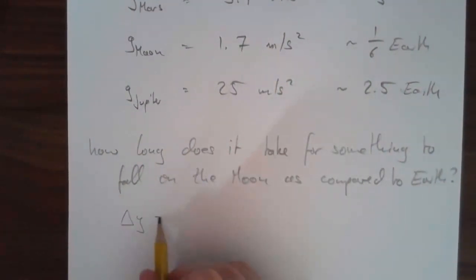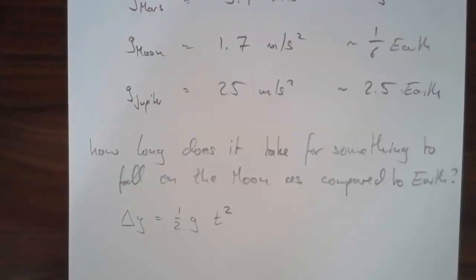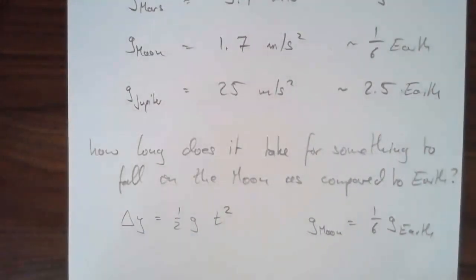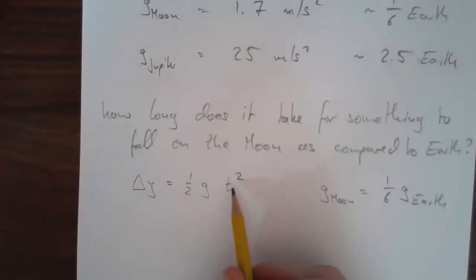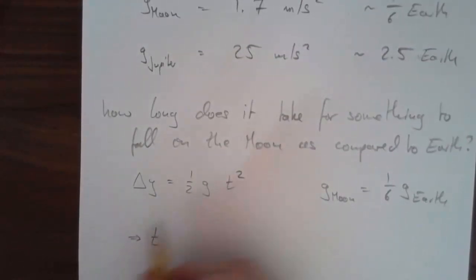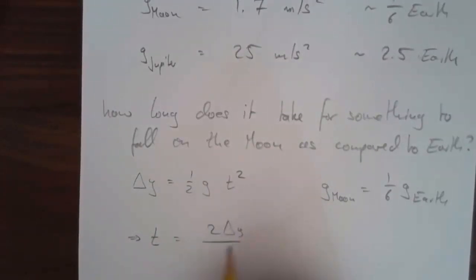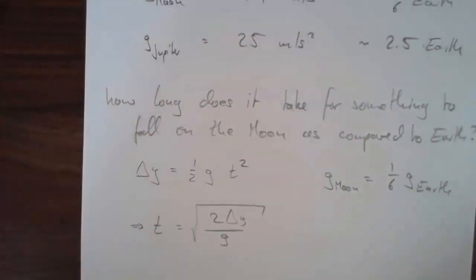The change in height is going to be 1/2 g times the time squared. It's accelerated motion. Now, g on the Moon is 1/6 of g on Earth, approximately. I'm just going to go with this. So how long does something take to fall? Well, in general, just rearranging this, t equals, let's take the 2 over there, the g over there, 2 delta y over g. This thing is squared, so we've got to take the square root.